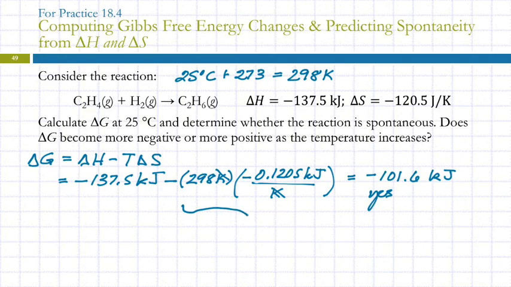So, yeah, it's going to become more positive. So this term, as temperature increases, as T goes up, then we're subtracting a larger number. I don't know what I'm doing here. This term goes up. Subtracting a larger number gives us more negative. More negative at high temperature. I don't remember what you guys said. You said positive.